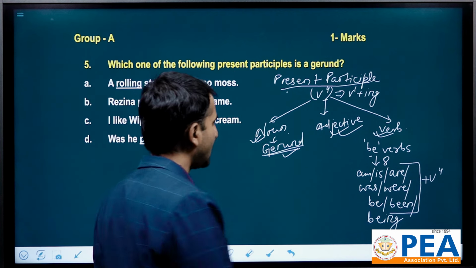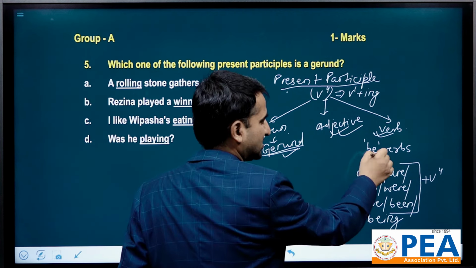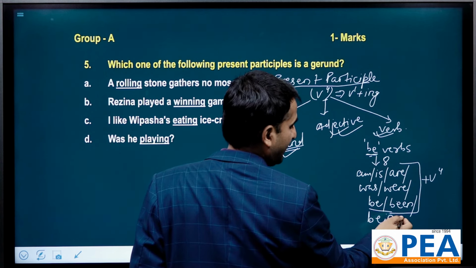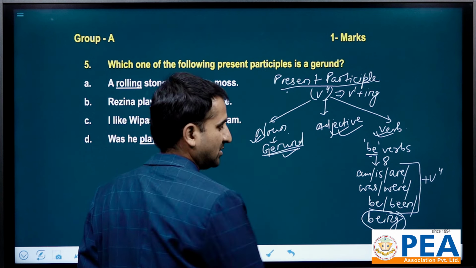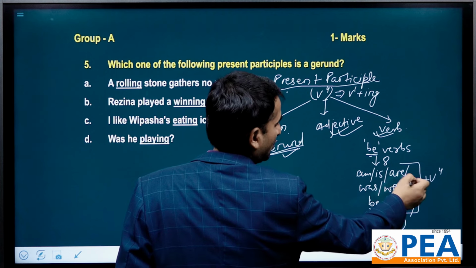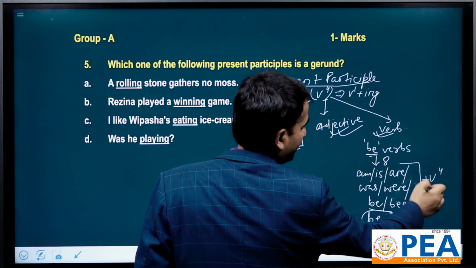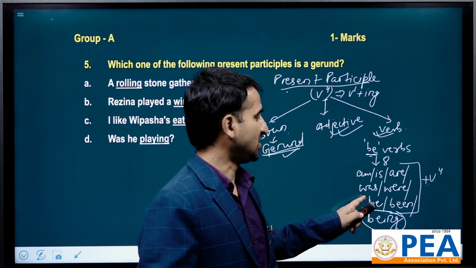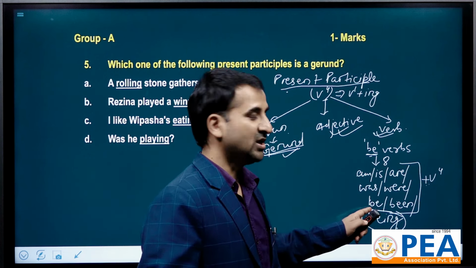Okay. Now we have to see the be verbs. There are 8 be verbs. They are am, is, are, was, were, be, been, and being. And V4 only comes after these 7. Being does not take V4 after it. However, this is part of the be verbs, but only these 7 take it. Like I am playing, he is playing, they are playing, I was playing, they were playing, I will be playing, and I have been playing since morning. Present perfect continuous tense. Okay, that is before.